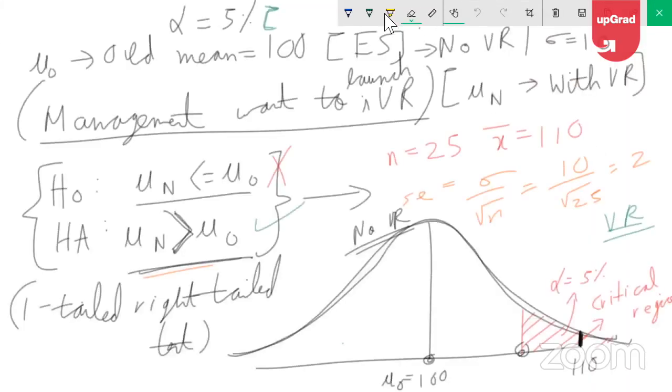All I did here was figure out what this critical value will be. This is what I did using this one line of Python code. Now you can argue, Sayan, why did you use Python? We could have used our Z table also. Absolutely, we could have done that.